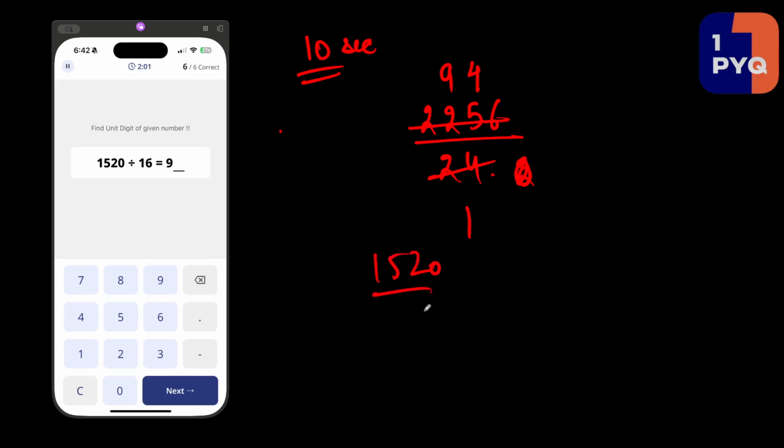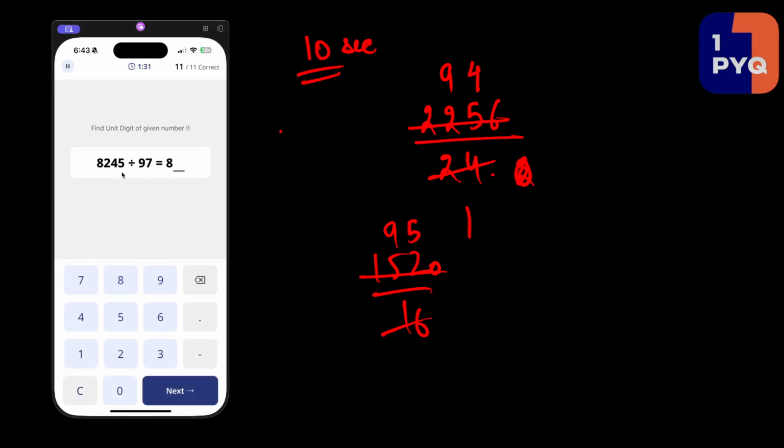1520 upon 16. 16 nines are 144. Then another 80. 16 fives are 80. So it's going to go at 95. Similarly, 3 twos are 6. The unit digit is going to be 6. 5 threes are 15. Unit digit is going to be 5. 2 ones are 2. Unit digit is going to be 2. 3 ones are 3. The unit digit is going to be 3.